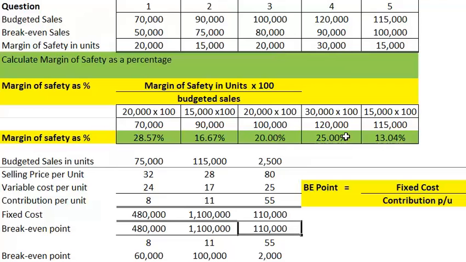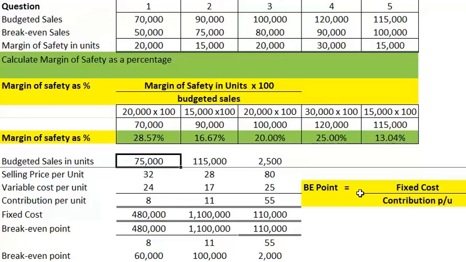You can also get a question in another way, whereby you will be given budgeted sales in units. As you can see in this question, we have 75,000. You will be given selling price per unit. Here we have 32 pound per unit. Variable cost per unit is 24 pound. You will calculate contribution per unit. As you can see in this question, 32 minus 24 is 8 pound. Every unit is contributing 8 pound toward profit and our fixed cost. Fixed cost given to us is 480,000.